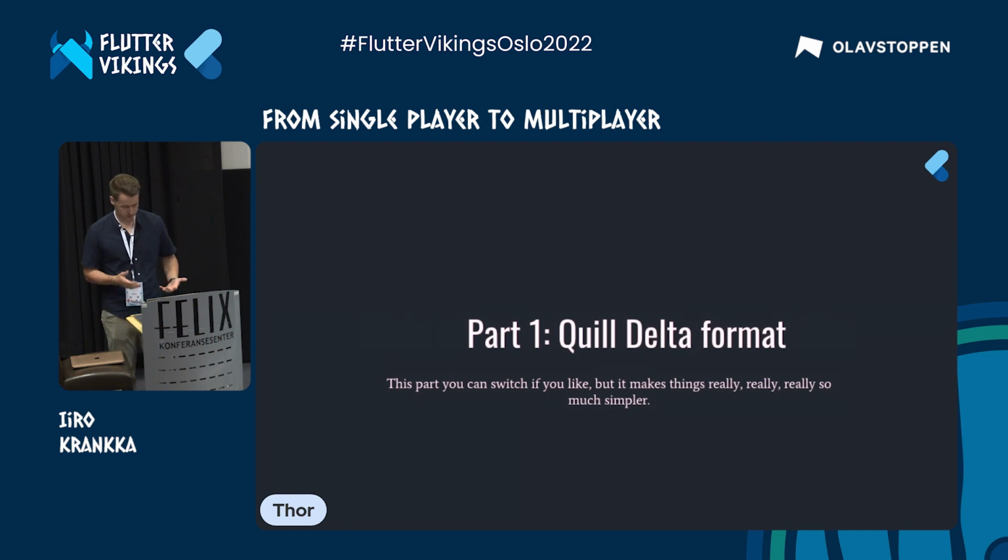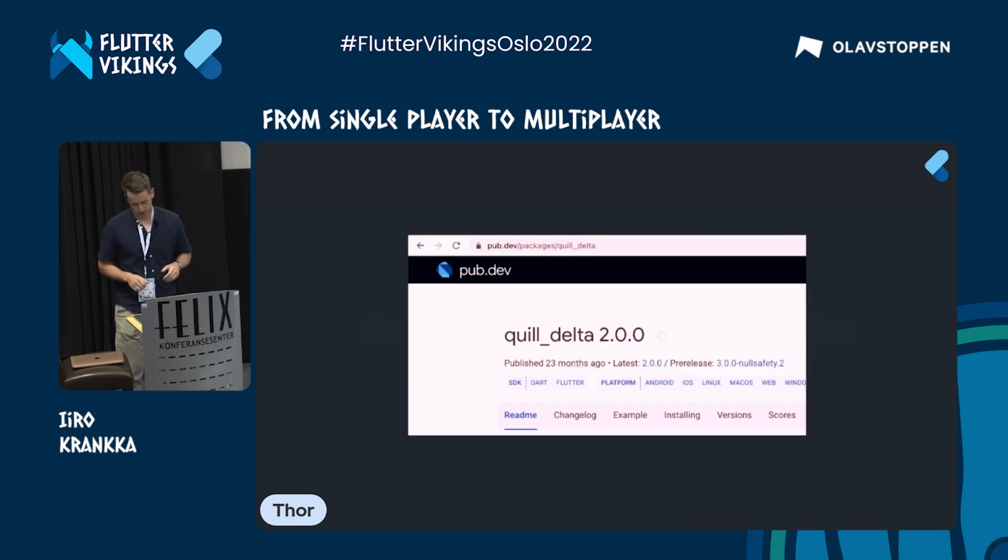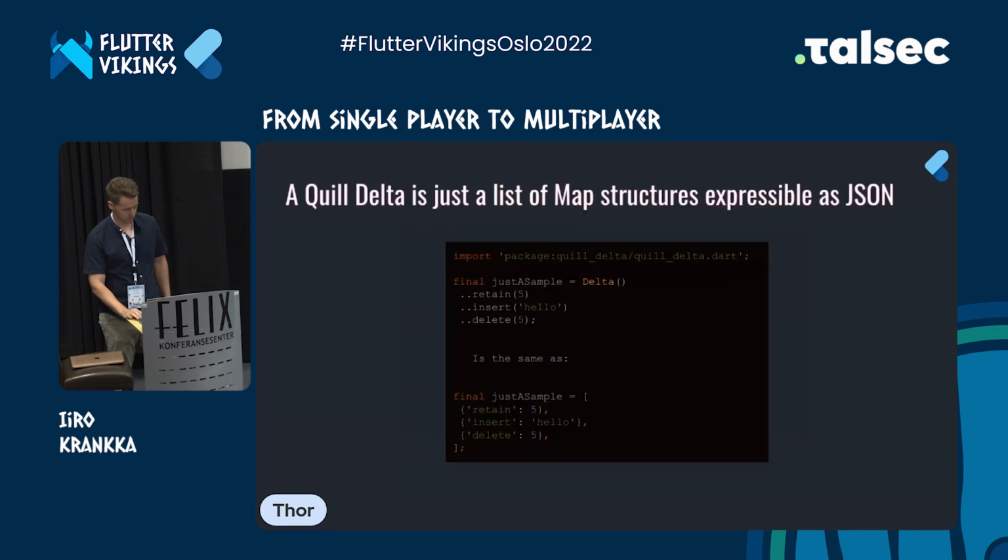But what helped really much is using the Quill Delta format. It's a library, and the original reference implementation is done in JavaScript, but it's ported to Dart. It's a really nice library, actually. It contains functionality so that you can express changes in documents nicely, and it contains utility methods for transforming one document into another, and so on. We will go over this stuff.